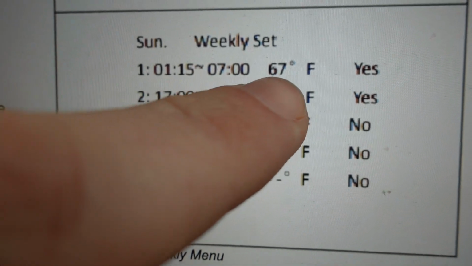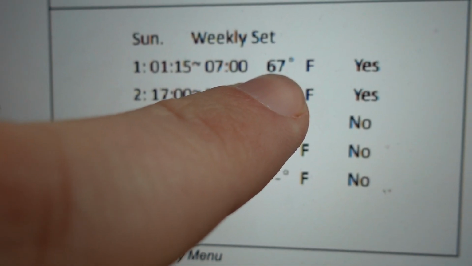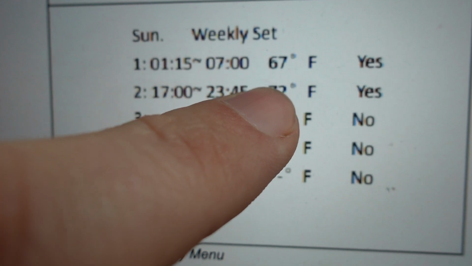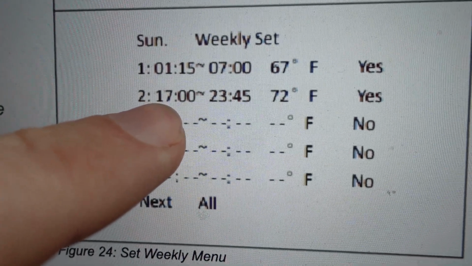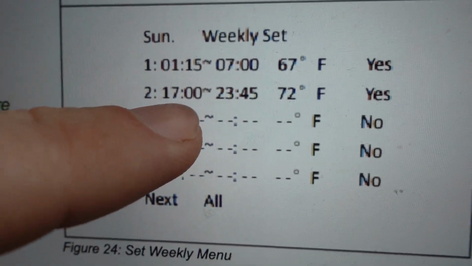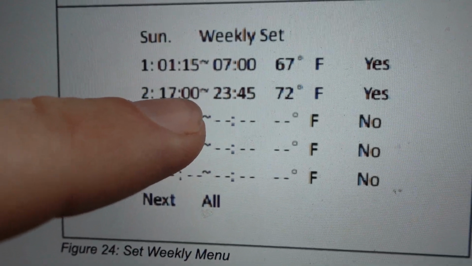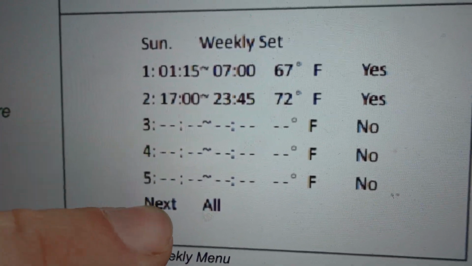And if you hit enter again, then you can set the actual temperature. You can toggle through to 67 degrees. Hit enter again, and it will come down, and you can set a second parameter. Later in the day, I want it to heat to this. And then once you toggle through, you can go next.